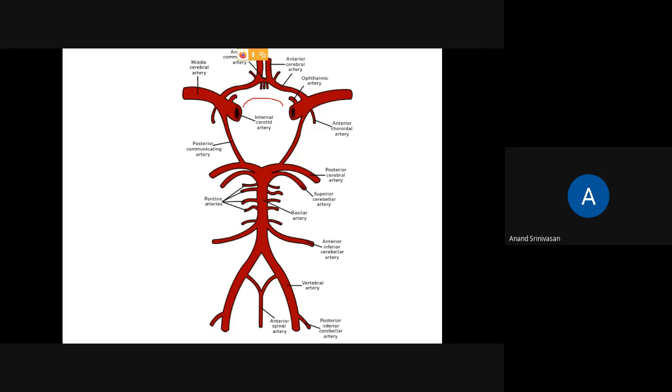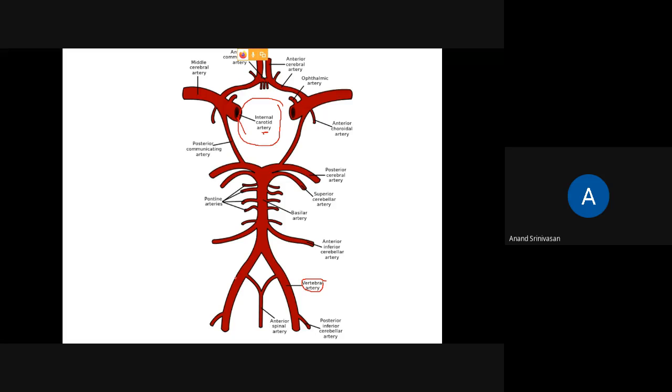This is called the circle of Willis. It is formed by the internal carotid artery and the vertebral artery. Here you can see the internal carotid artery and the vertebral artery. Now we look at how this is formed.